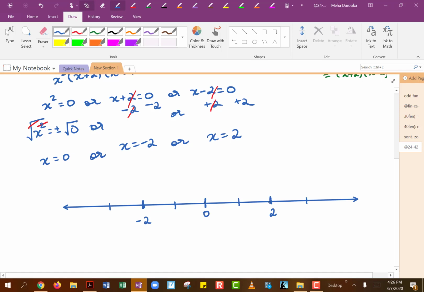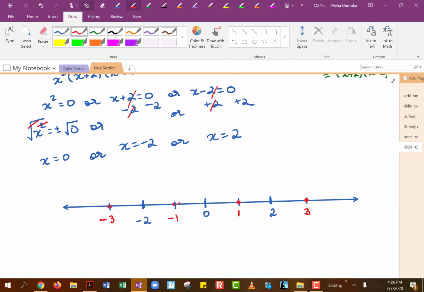Okay, then from each section, you want to choose a test point. So we want a test point from here, from here, from here, and from here. Now you can use any numbers you like, but I think I'm going to do -3 here, -1 here, +1 here, and +3 here. Okay, so again, like I said, you can pick any points you like. I just want to keep them simple.